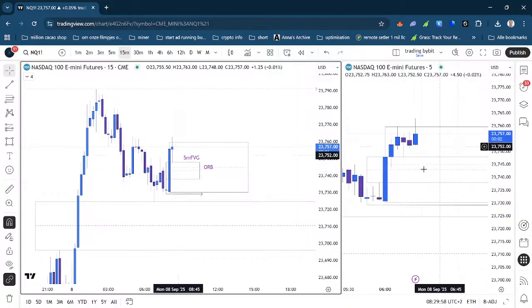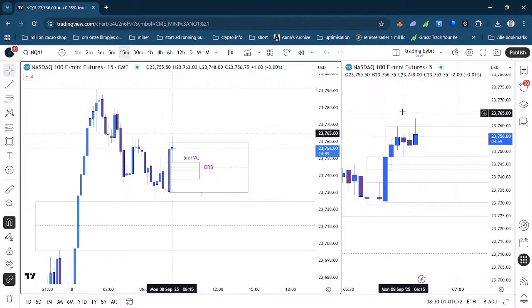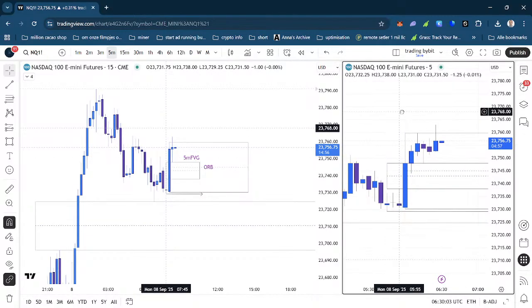So on the right side you see a 5-minute chart, by the way, just so that you know. So no close, so no entry.